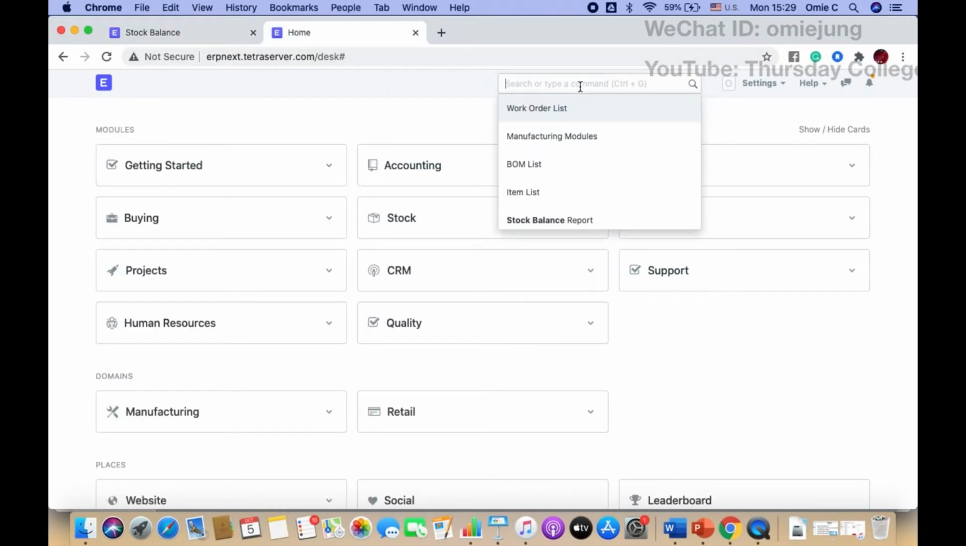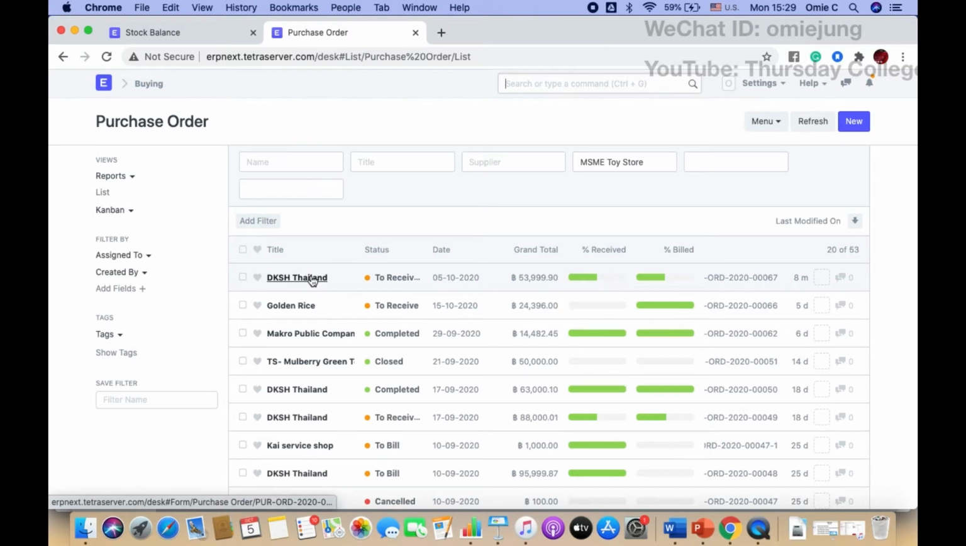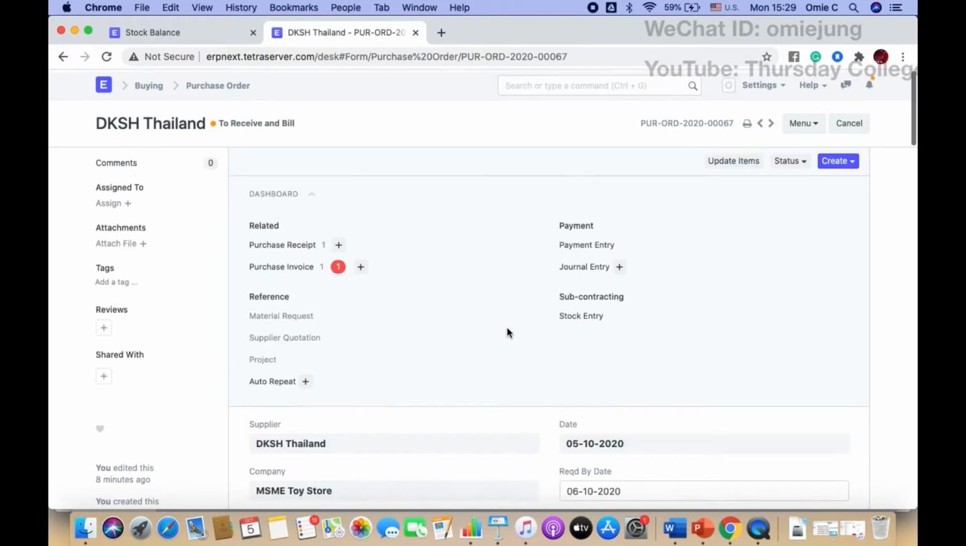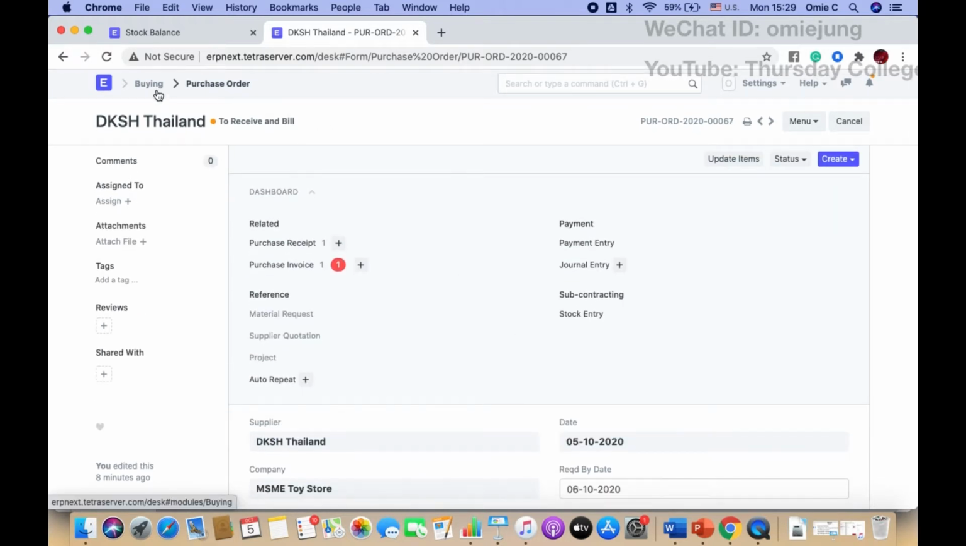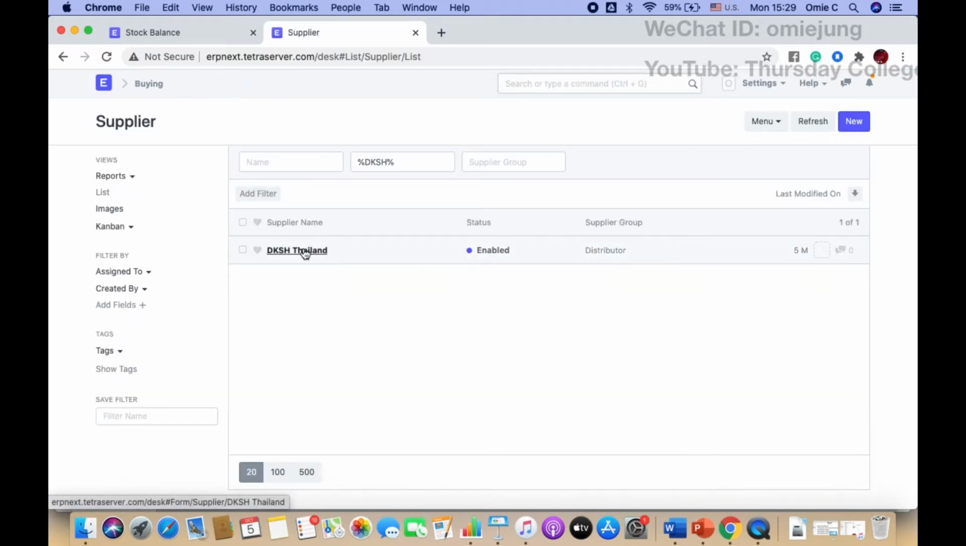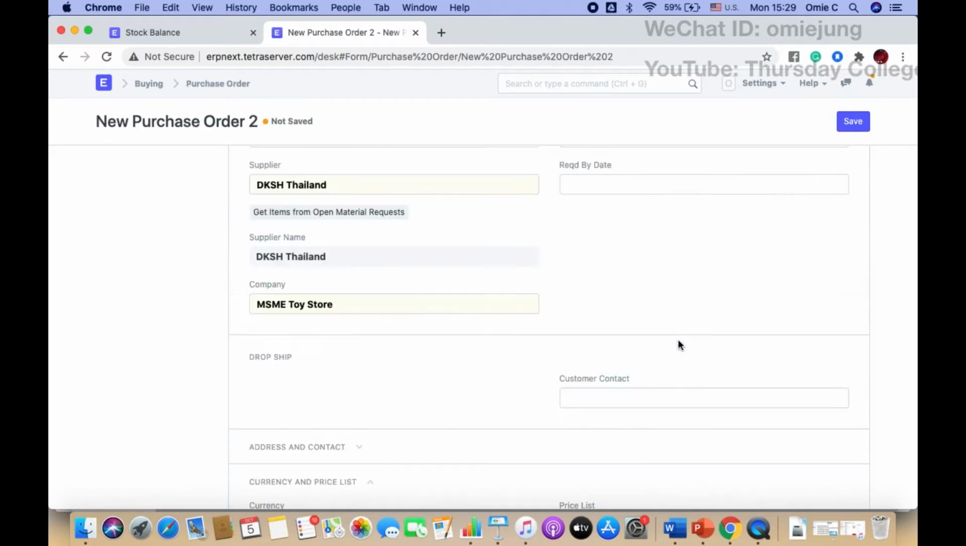I skip the quotation. We don't need to do the quotation. We just purchase it right away. So I purchase from KHS and make the purchase order. Okay, this one is the order. I go to supplier, the KHS, and then I make the purchase order.